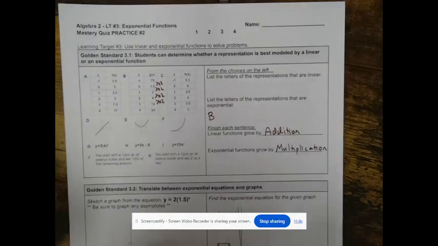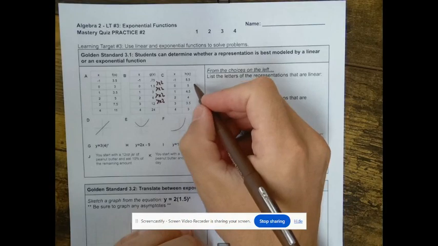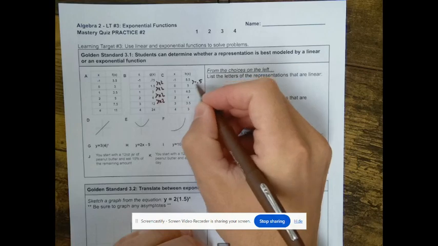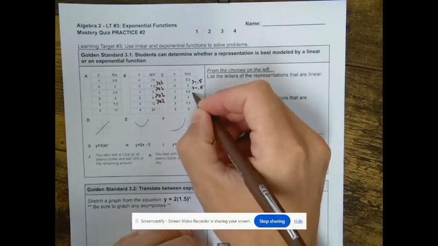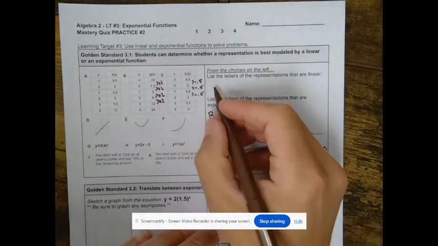All right, so let's look at the third one. How is the output changing as the input goes up by 1? 5.5 to 5 is minus 0.5, minus 0.5, minus 0.5. It's subtracting 0.5 every time. That means it is linear.